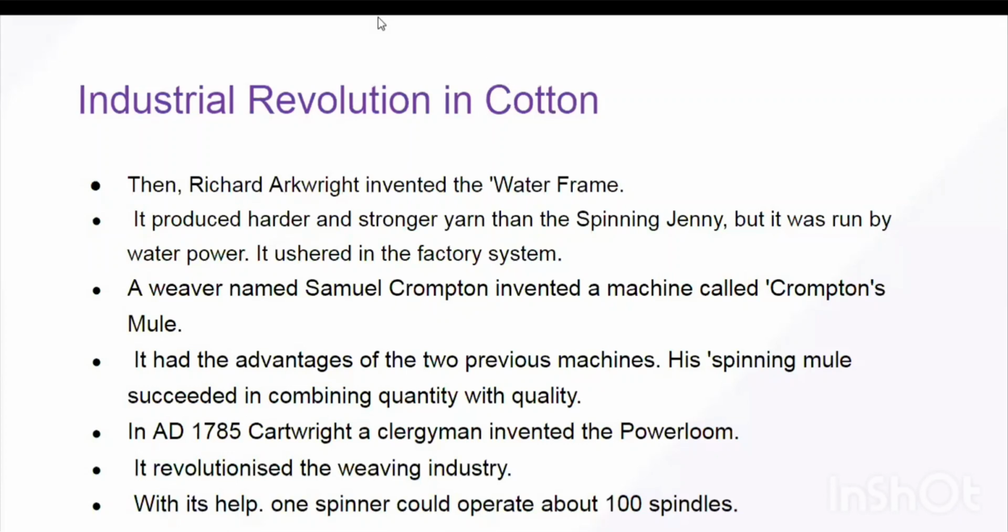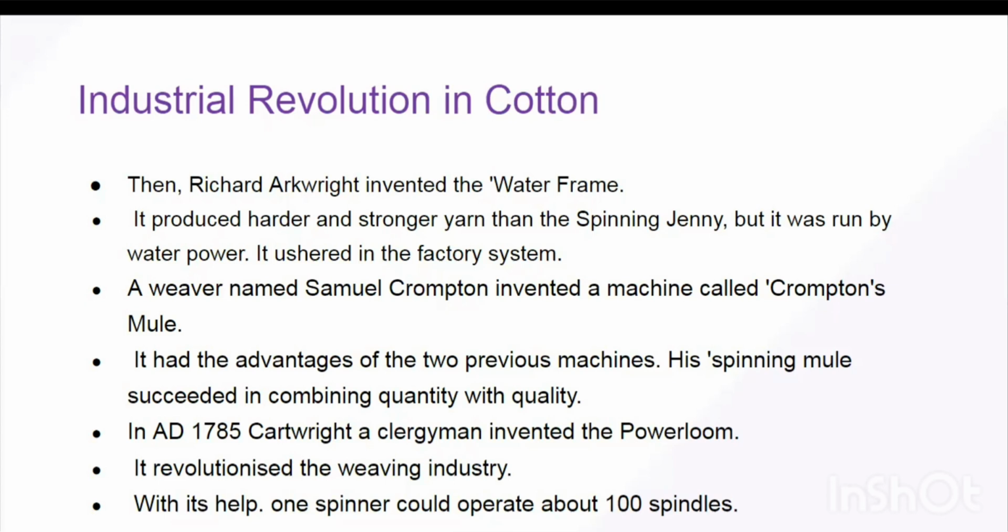All right, so we were talking about Samuel Crompton. Samuel Crompton's machine was Crompton's mule. Crompton's mule tried to rectify the issues which were there with the earlier two machines. We saw that the spinning jenny had an issue with respect to the strength of the yarn. And then we saw Richard Arkwright's machine. The yarn and the cloth that was produced was not that strong, right? So these two issues were rectified with the machine introduced by Samuel Crompton, that is Crompton's mule.